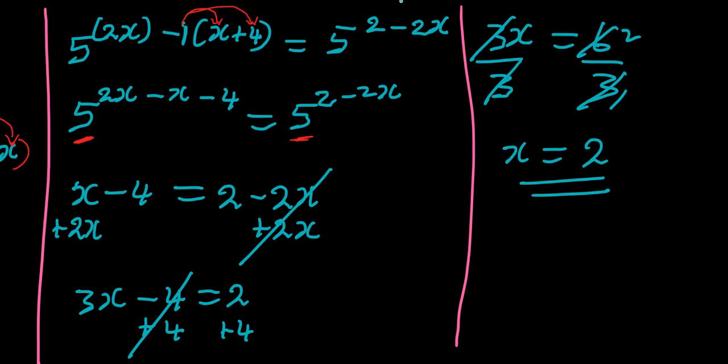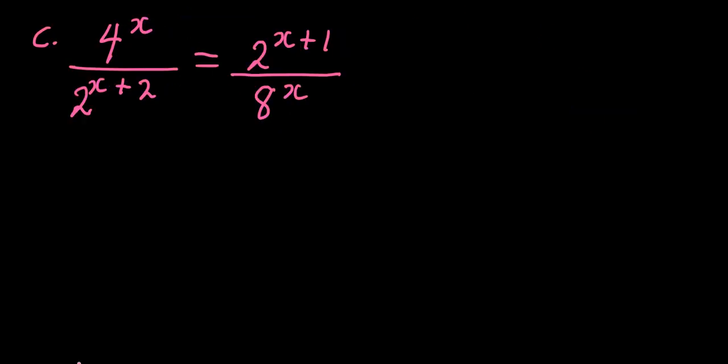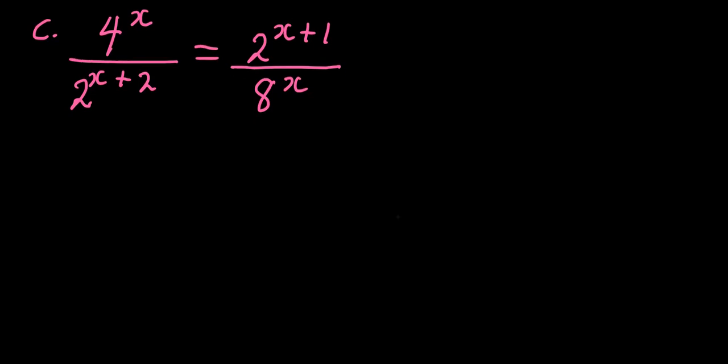All right. So let's quickly move on to the next one. All right. So over here we have 4 exponent x over 2 exponent (x + 2) equal 2 exponent (x + 1) over 8 exponent x. So if you look at this properly, the smallest base we have here is 2. This is the smallest base, and we have a base of 4 and also that of 8.